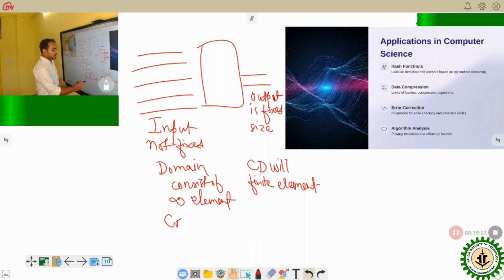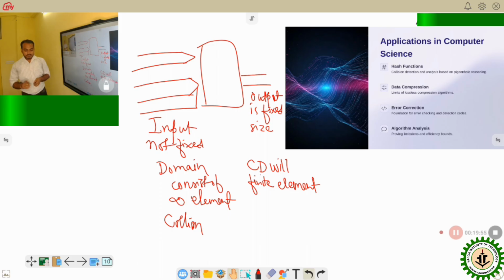Collision means that two of the inputs may merge into a single one. Two may merge into a single one, or three may be merged into a single one. So a collision will happen 100% due to the use of the pigeonhole principle. We can claim that. So collision here means the inputs may merge into a single one, and this is basically the definition of collision. It may be two, three, or more than that also.